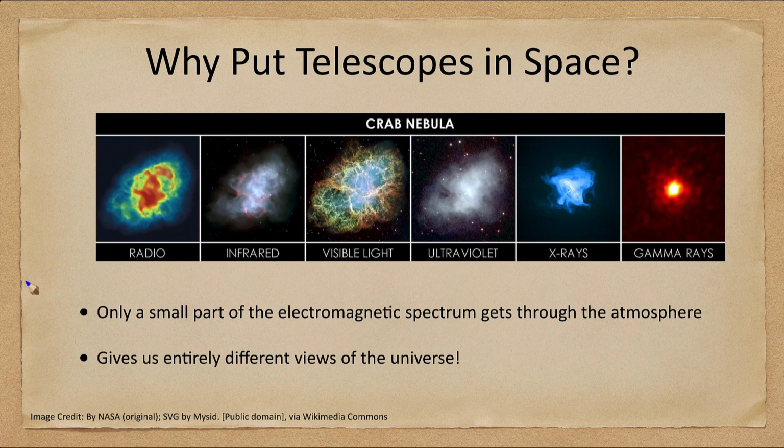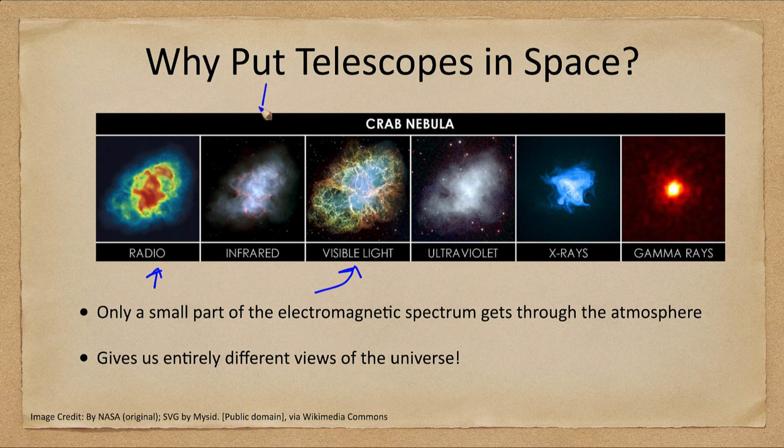Now, why do we do this? Well, again, we get a completely different view of the universe. And we've looked at something like this previously. This is the Crab Nebula. Here in the middle is visible light. We see the radio image. Those are the two that we've looked at so far.